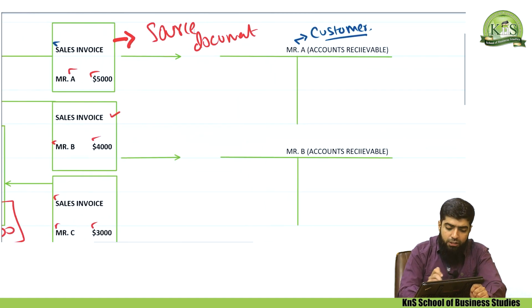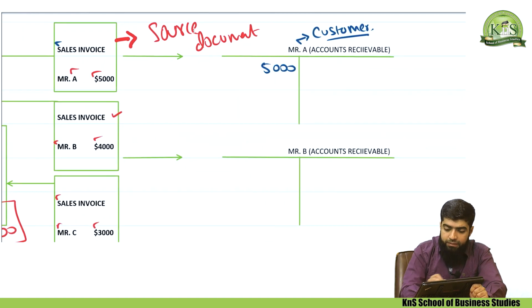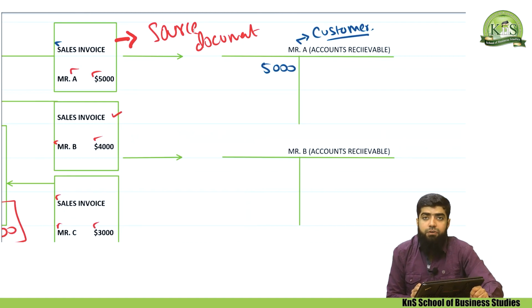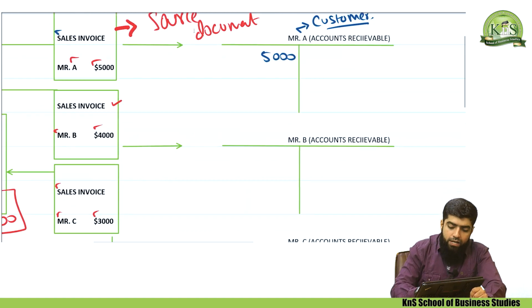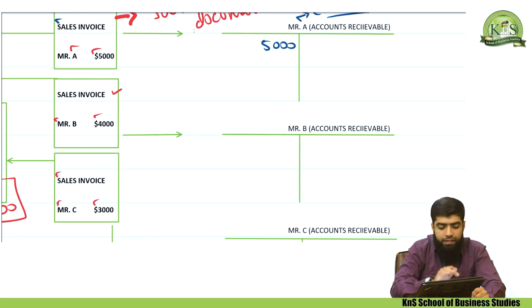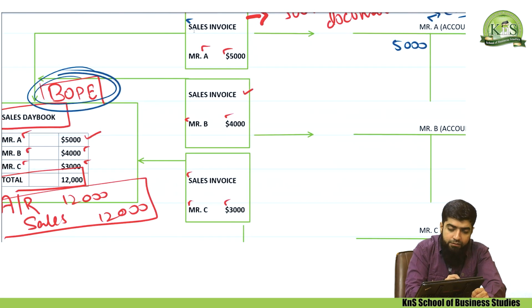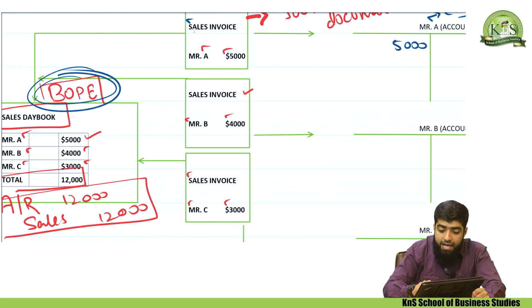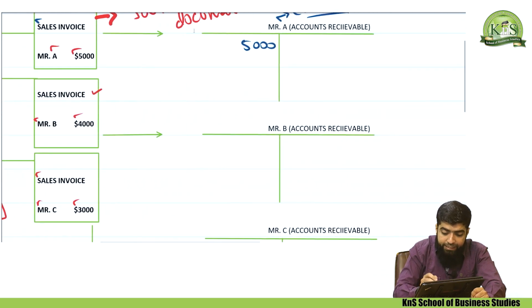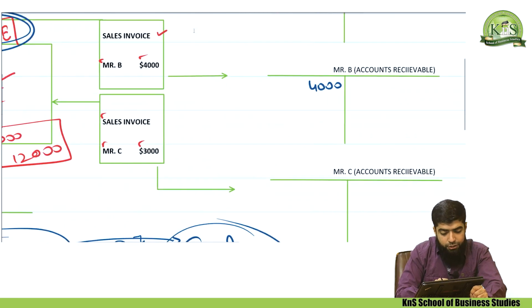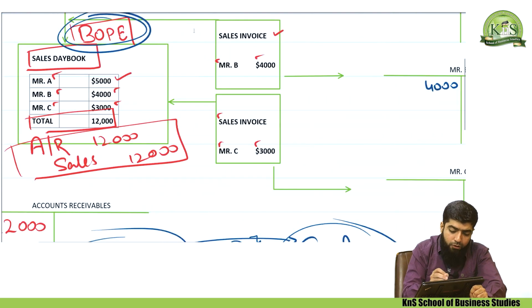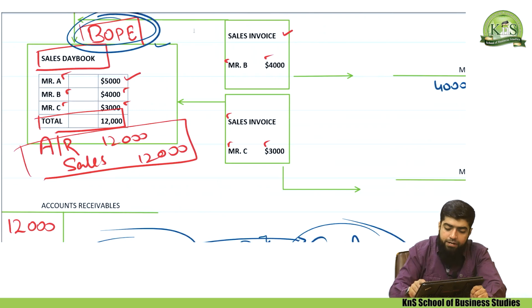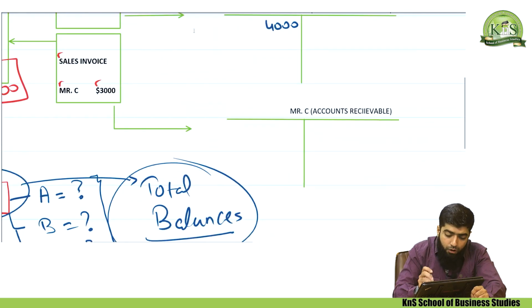We recorded that transaction into the account of Mr. A, that we have to receive $5,000 from Mr. A. Whenever we receive an invoice or issue an invoice, we record that transaction in the relevant books of prime entry, as well as in the account of the individual customer or supplier, as the case may be. Again, we issued an invoice and we record that transaction in the relevant books of prime entry.